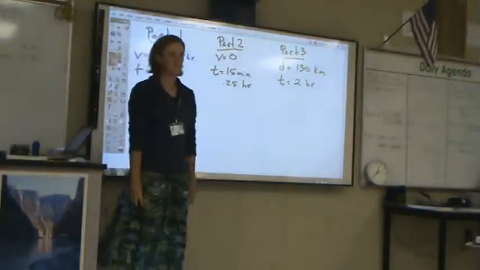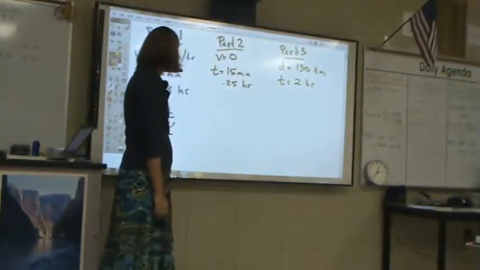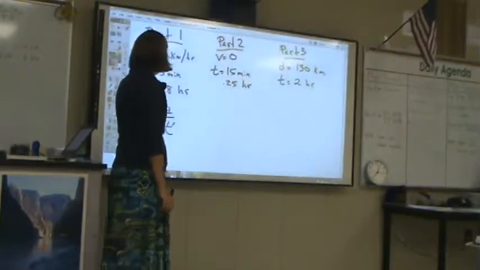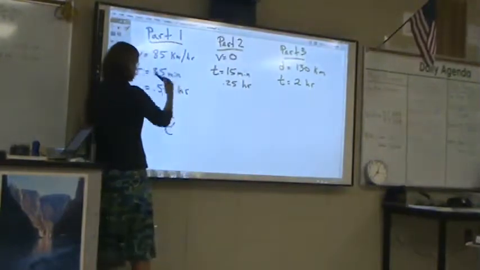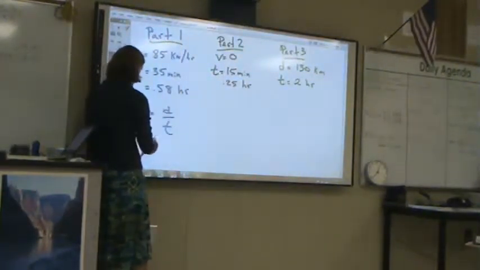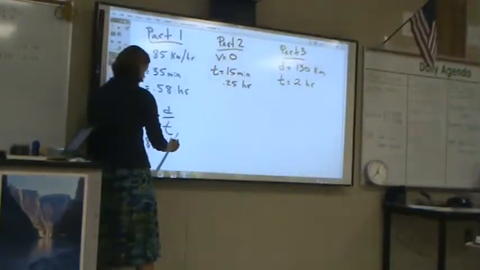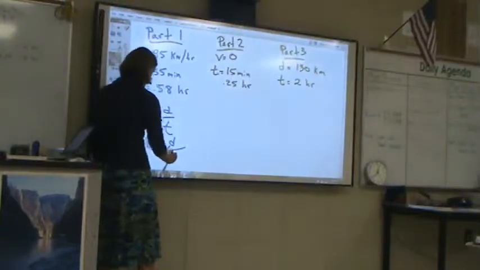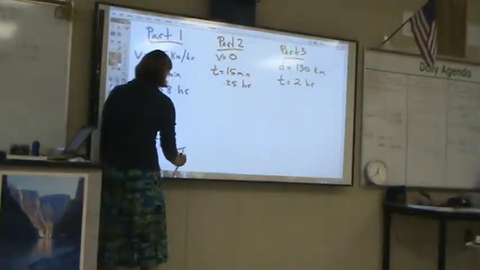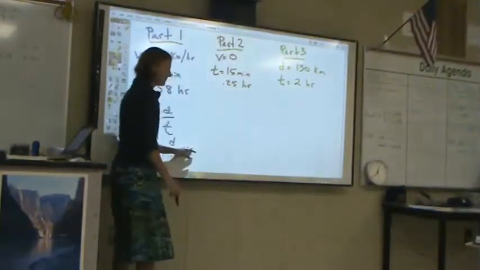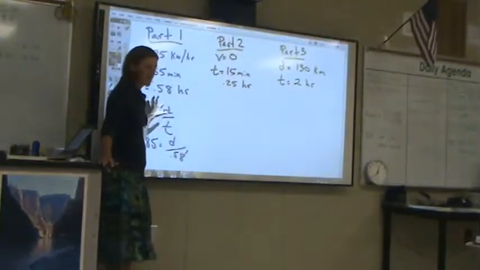So there's our formula for velocity. We've got all this info. We've got our 85 kilometers per hour. Our distance traveled is what we want to figure out, and our time was 0.58 hours.